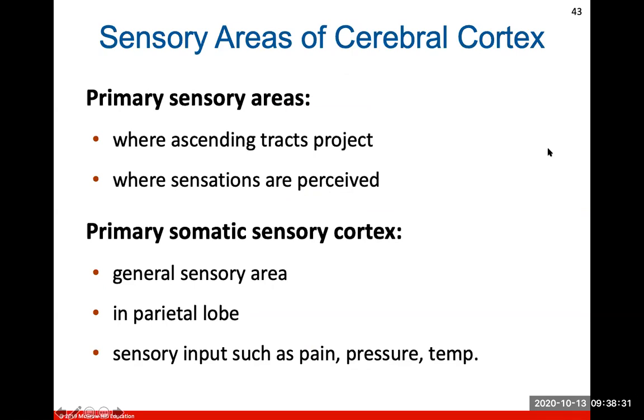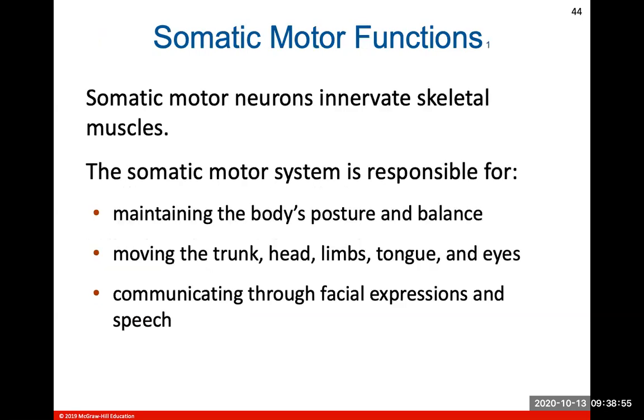So the primary sensory areas are where the ascending tracts will project, where sensations are perceived, and the primary somatic sensory cortex is the general sensory area in the parietal lobe. The sensory input that goes here is such as pain, temperature, and pressure.